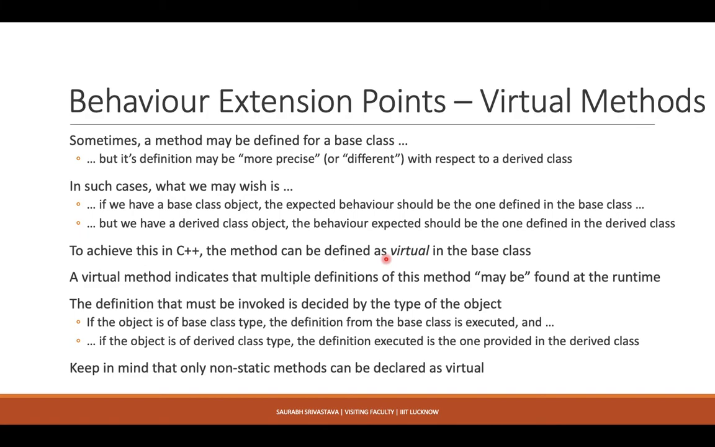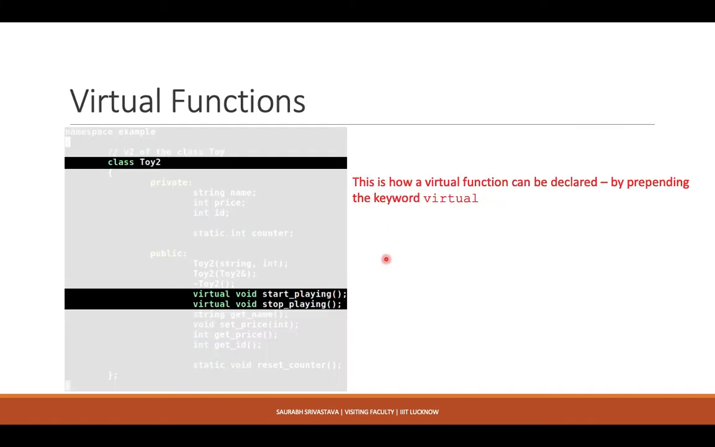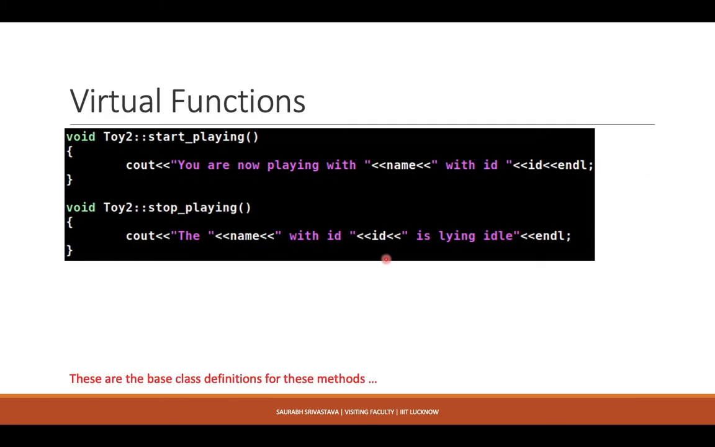And in this case, the compiler will make sure that the correct definition is used when you start using the code at the runtime. So this is an example of a virtual function. We had two of these functions, start playing and stop playing, right? In the simpler toy example, and these methods were just printing things like you are now playing with this toy, with the ID and stuff.